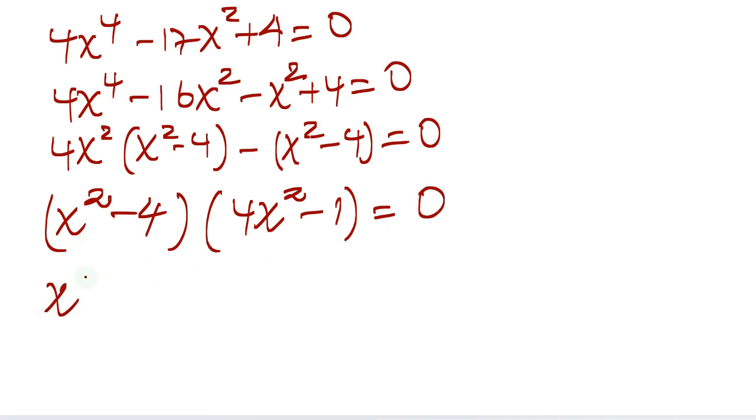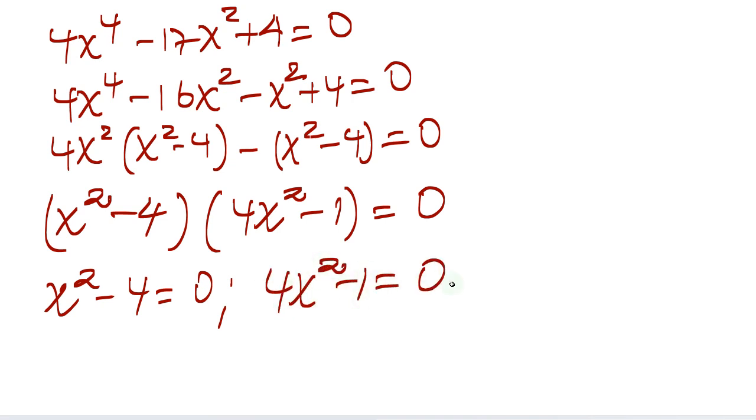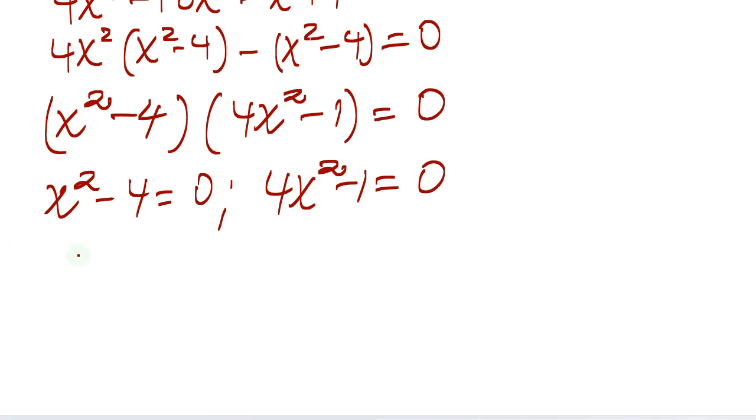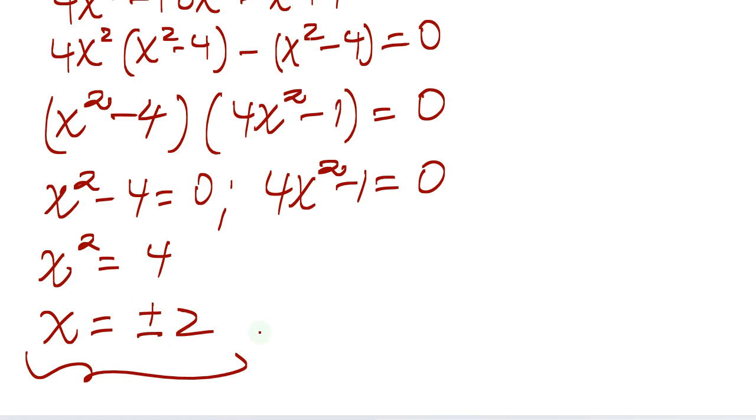So from here we have x squared minus 4 equals 0, and 4x squared minus 1 equals 0. From the first, x squared is equal to 4, and then we deduce that x is going to be plus or minus 2. Okay guys, so those are the first two solutions.